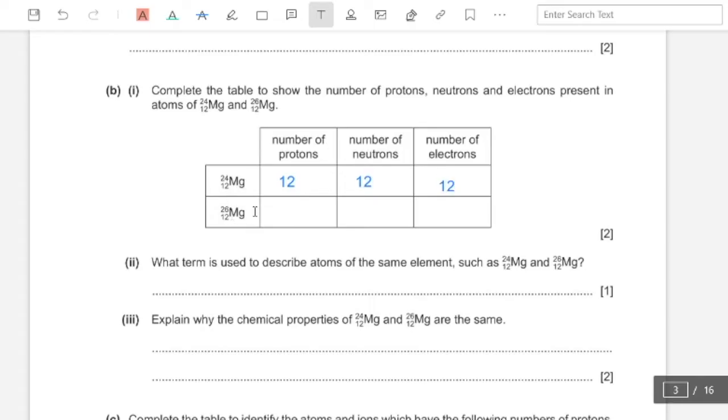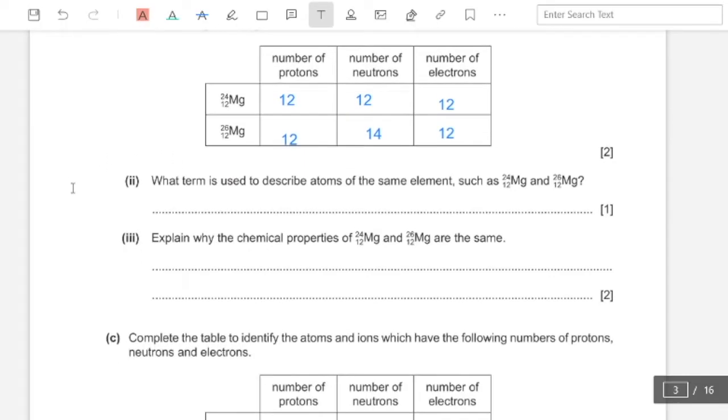Moving on to the second one, number of protons over here is 12. And since 26 minus 12 is 14, the number of neutrons here is 14. And the number of electrons is equal to the number of protons. Alright, moving on to part 2. What term is used to describe atoms of the same element such as magnesium 24 and magnesium 26? Right, so these are known as isotopes since they have different number of neutrons.